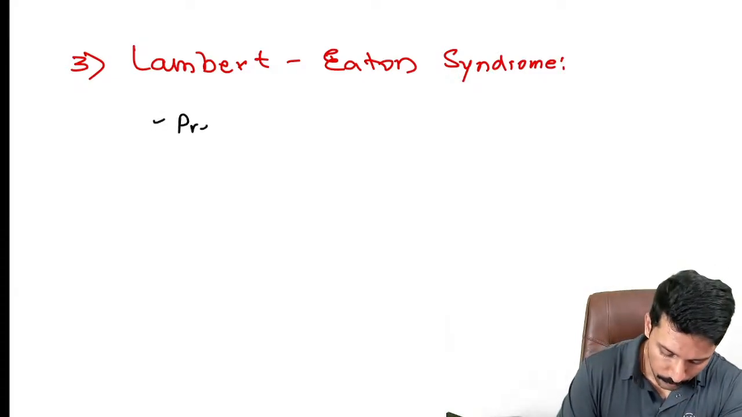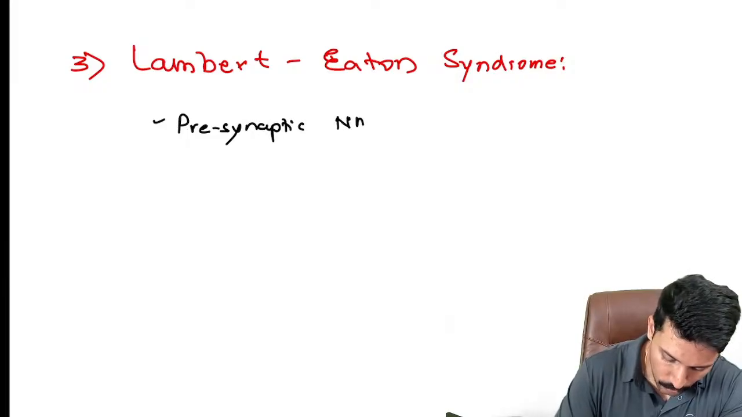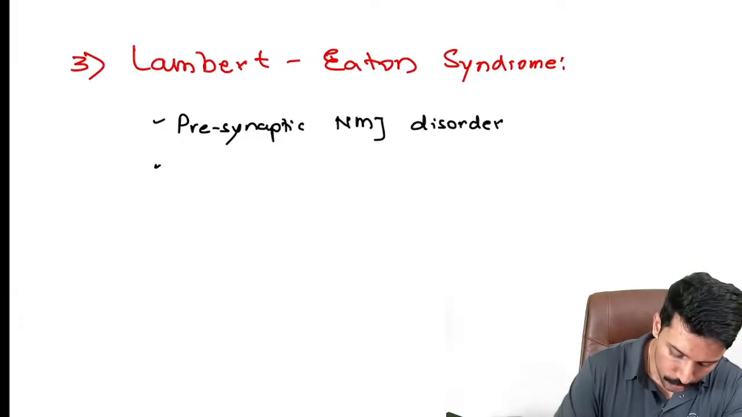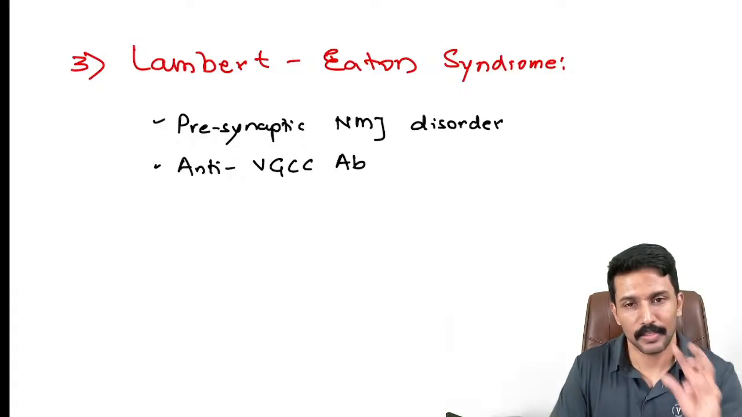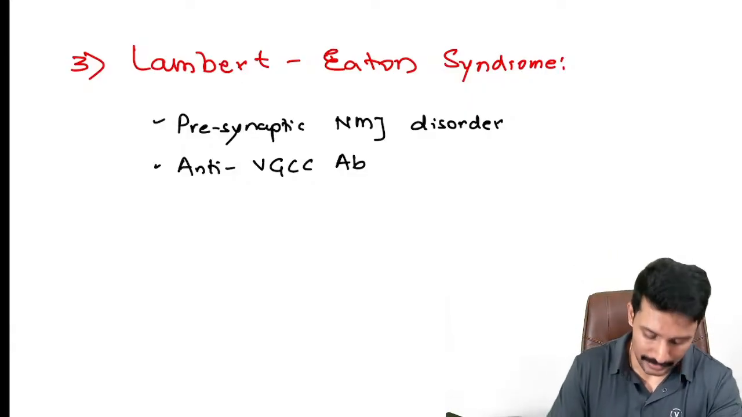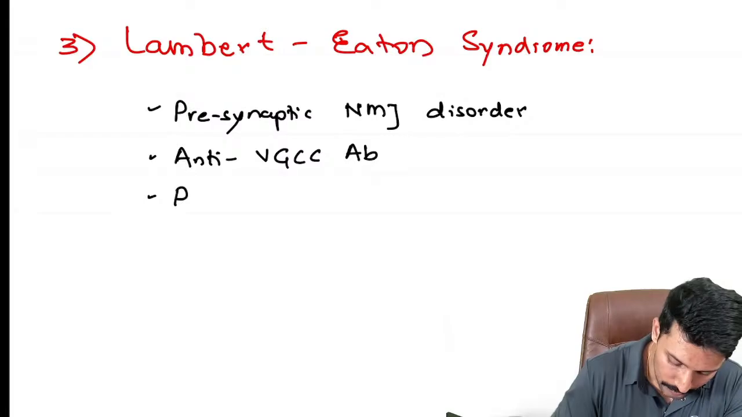It is a presynaptic neuromuscular junction disorder. Second thing, it is due to antibodies against voltage gated calcium channels. And this voltage gated calcium channel is on the nerve side. That's why it is a presynaptic neuromuscular junction disorder. But unlike myasthenia gravis, this is not an autoimmune disorder. It is a paraneoplastic syndrome.